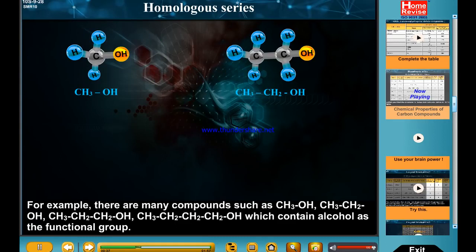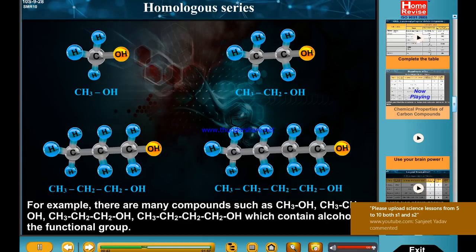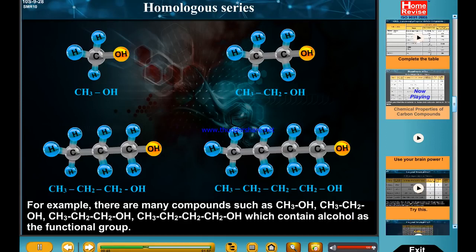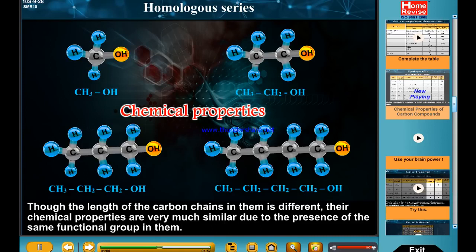CH3CH2OH, CH3CH2CH2OH, CH3CH2CH2CH2OH, which contain alcohol as the functional group. Though the length of the carbon chains in them is different, their chemical properties are very much similar due to the presence of the same functional group in them.